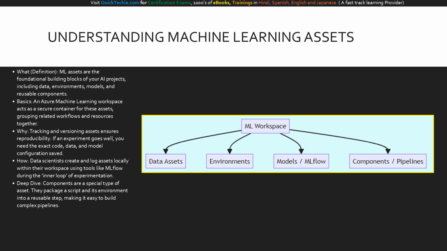Looking at this diagram, you can visualize the boundary of a single ML workspace. Inside this secure perimeter, we have all our critical artifacts, the data we train on, the compute environments, our MLflow-tracked models, and our pipeline components. Everything is neatly organized, but at this stage, it is confined to just this one specific workspace.